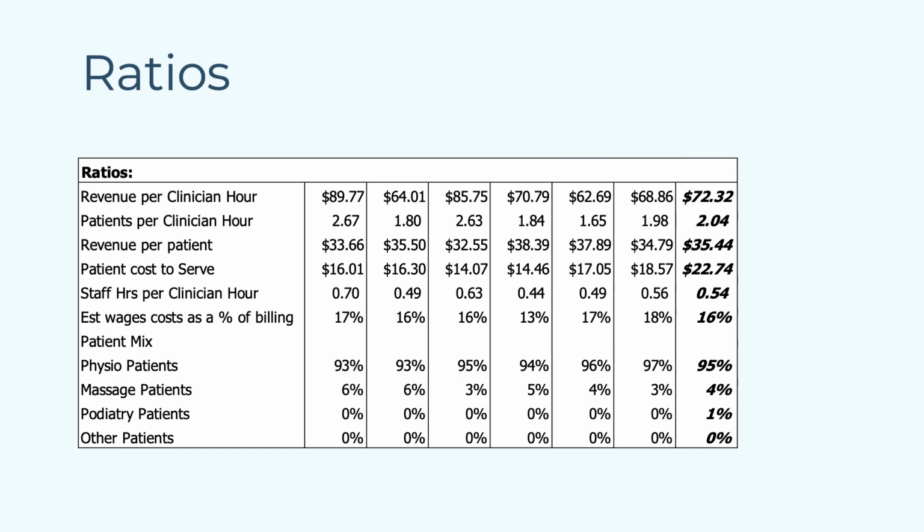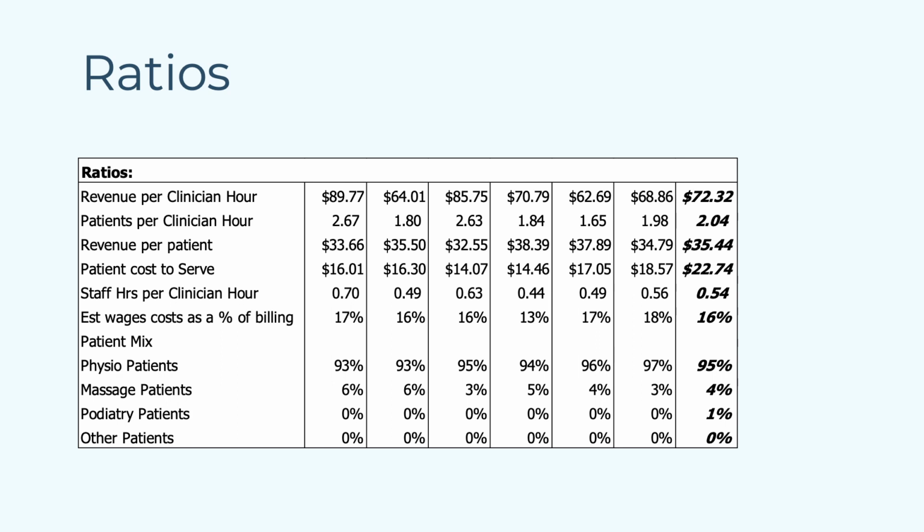Patient cost to serve is a measure for management to see how effective the admin staff are being with the cost of what they're doing and how many patients they're processing. Similarly, the staff hours per clinician hour, and I've talked about that before. Estimation of the wages cost as a percentage of billing is important to a practice owner because if the wages costs are 25% or 30% of the total billings, that's not going to leave much to pay the other expenses and even make a margin at the end of the day.